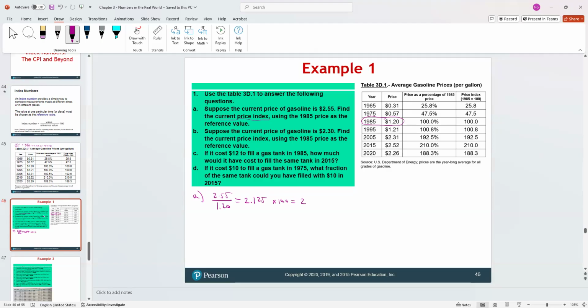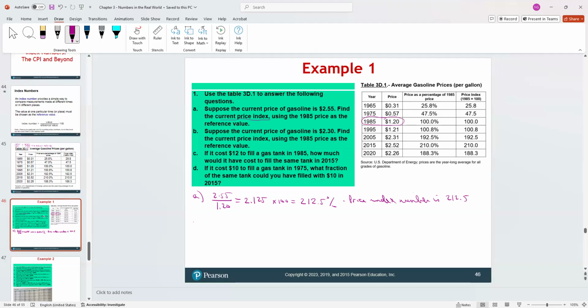So it gives you 212.5%. So the price index is 212.5, and that's significant if you compare it to 1985. So the price index number is 212.5. All right. The percentage sign is dropped, so we can leave it like this.